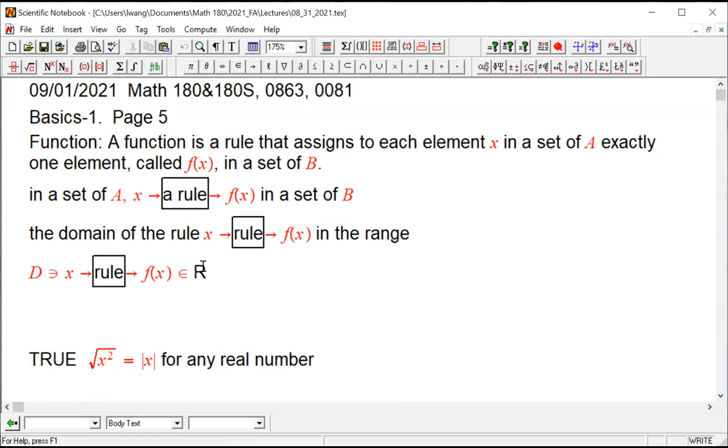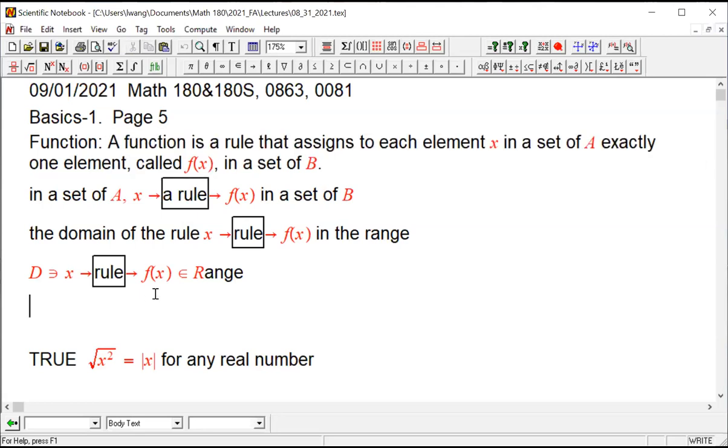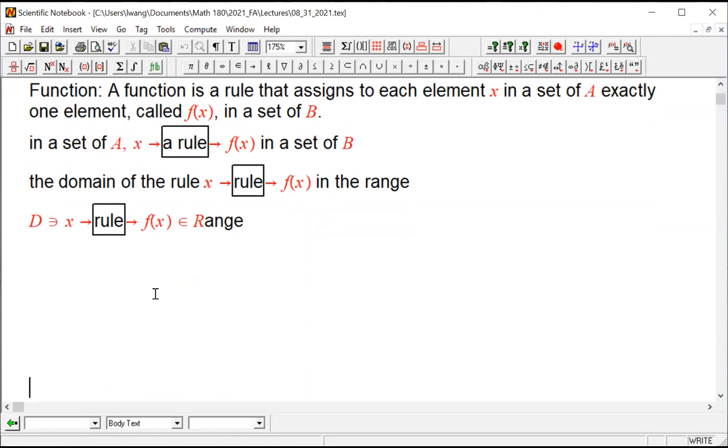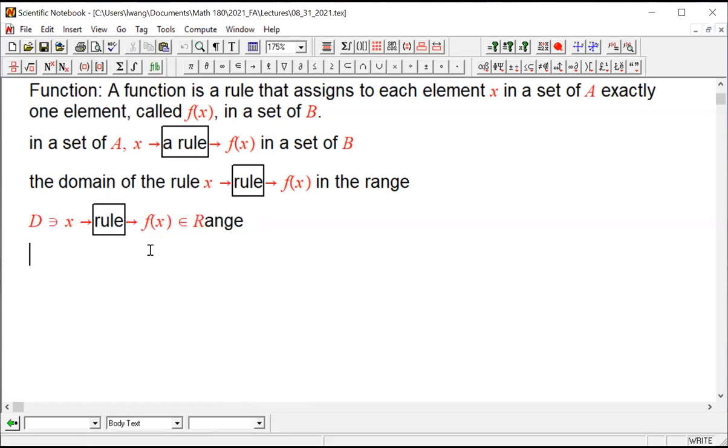Shorthand notation R. Range. Do you follow me? Okay, so let's see, under this umbrella, under this definition, how many functions could there be? Right? Now, let's look at the rules. What can be the rules?